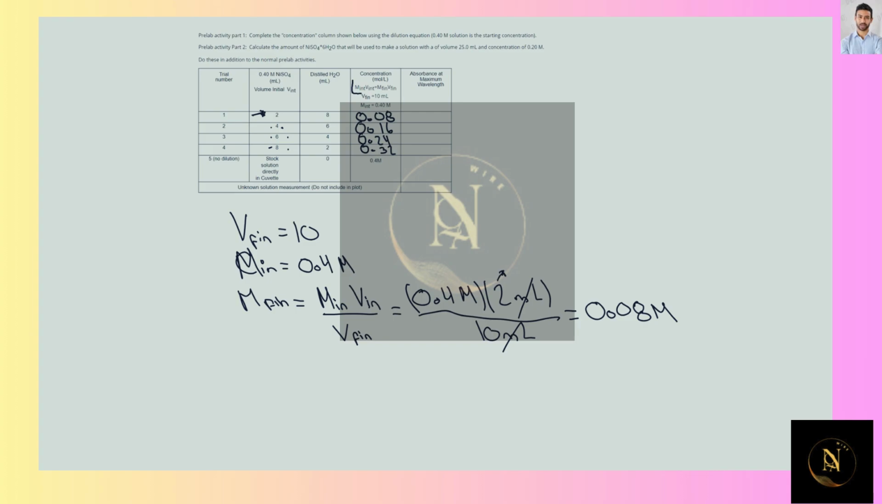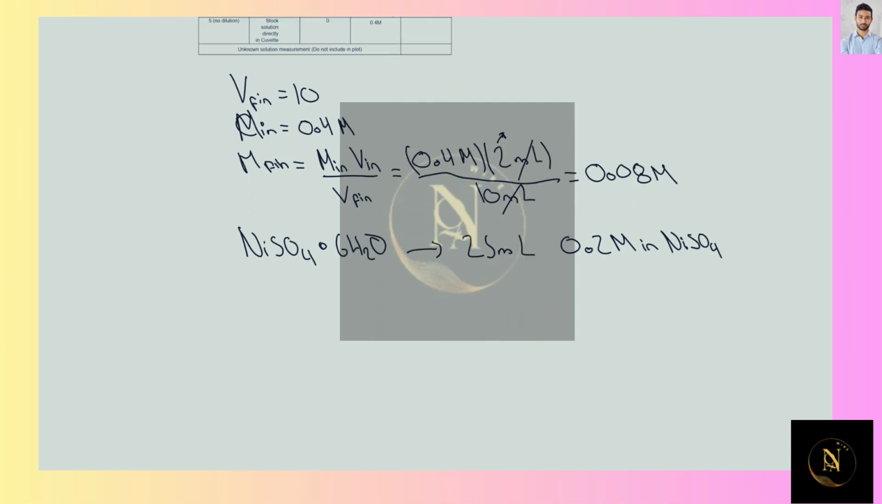Now, for part 2, we need to calculate the amount of nickel sulfate that is hydrated to make a solution with a volume of 25 milliliters and a concentration of 0.2 molar in nickel sulfate. So without the waters. How can we do this?